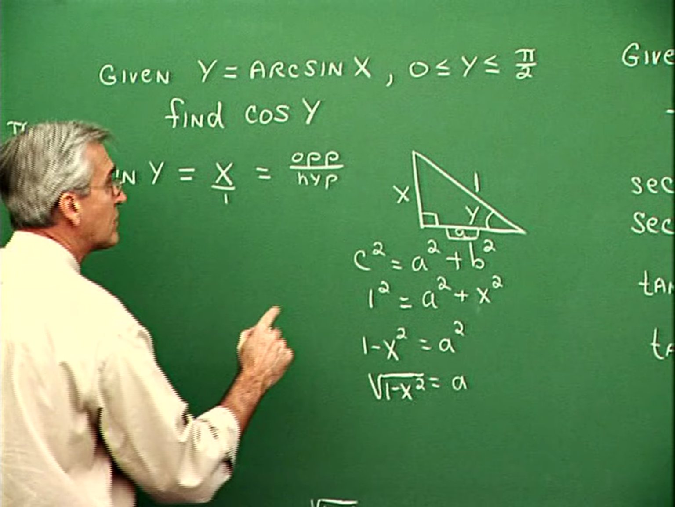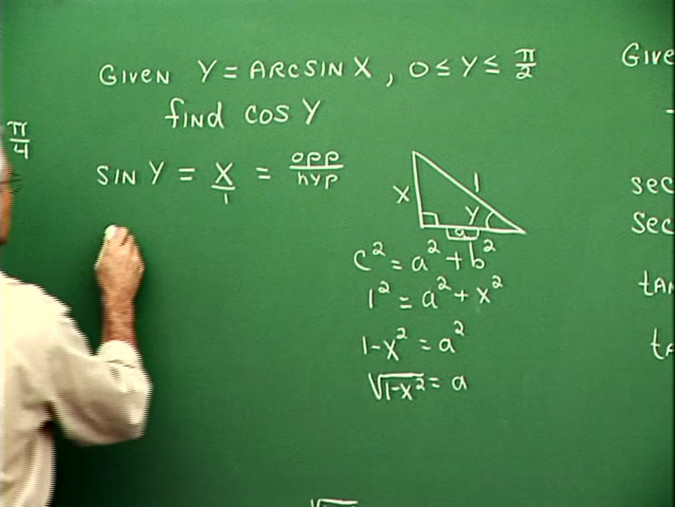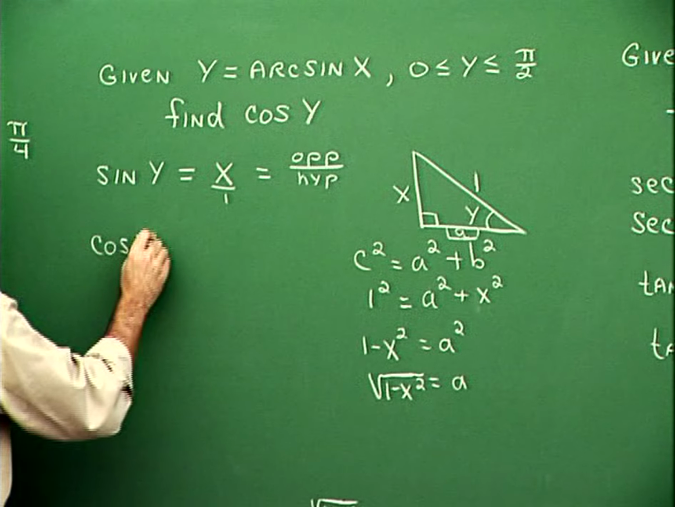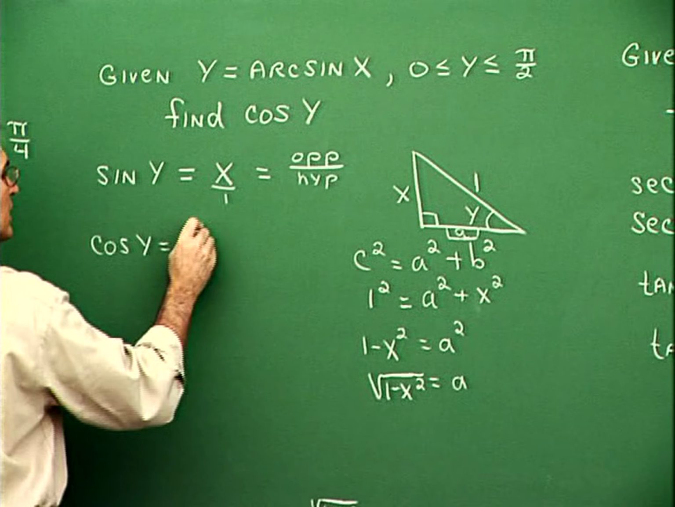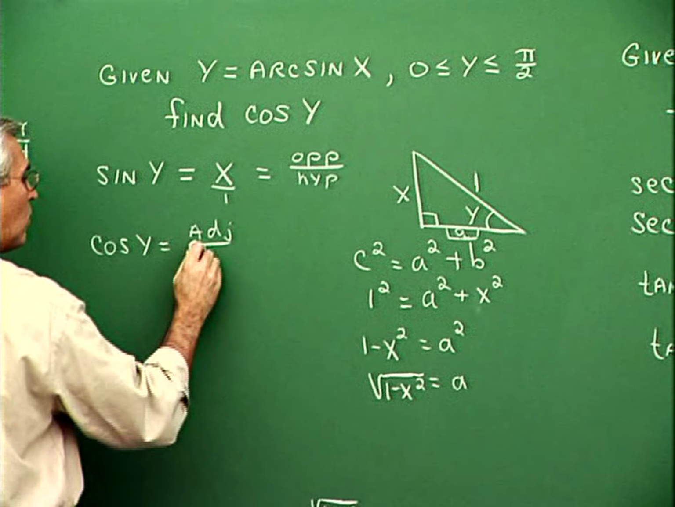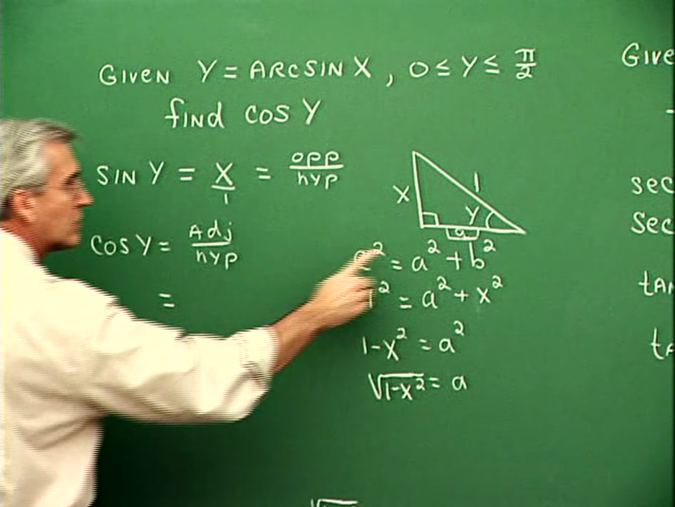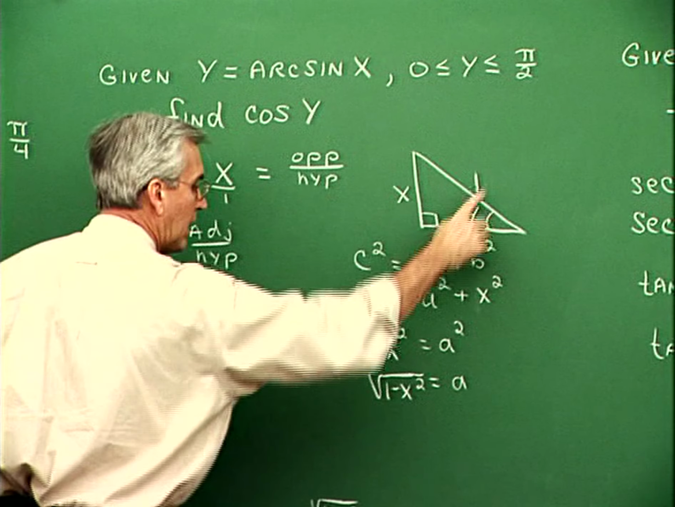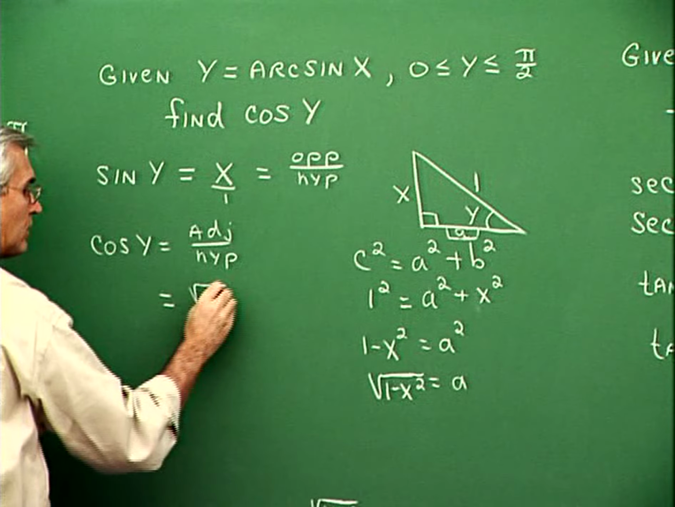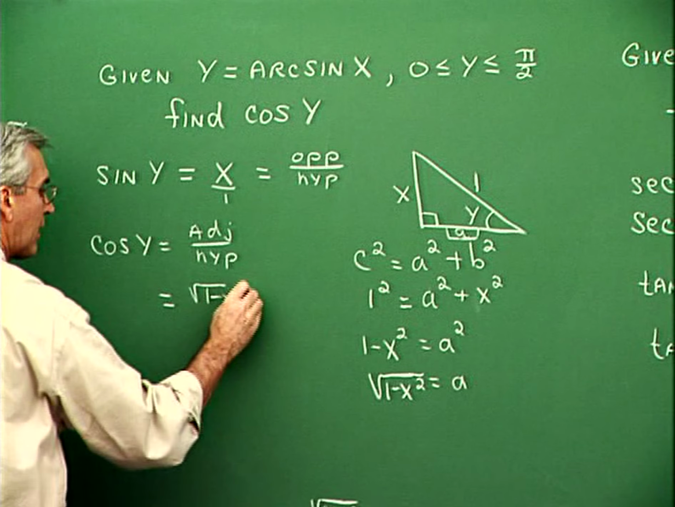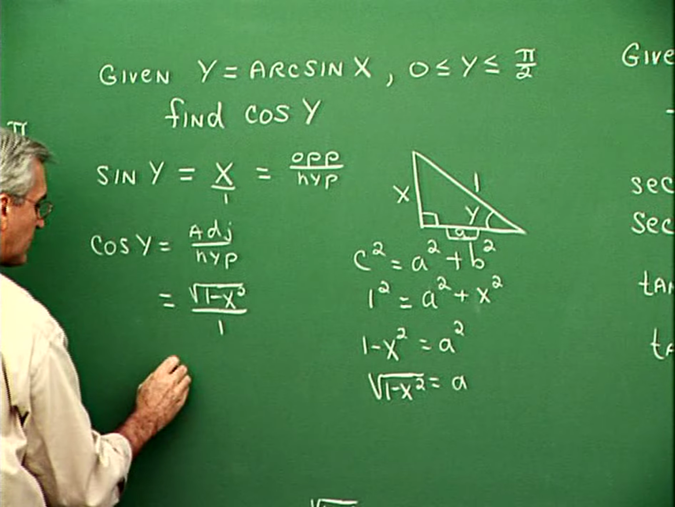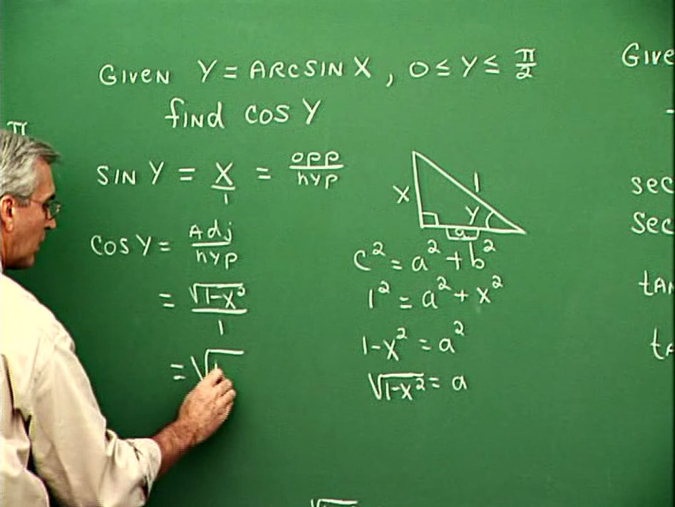Now that's telling us that the cosine of y, since the cosine of y is adjacent over hypotenuse, is this a side over 1, or the square root of 1 minus x squared over 1, or simply the square root of 1 minus x squared.